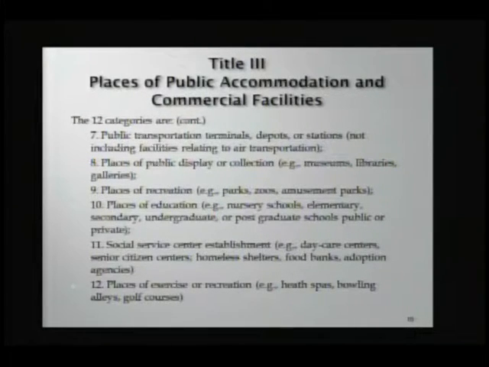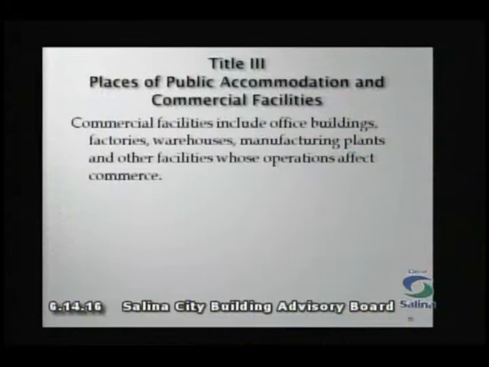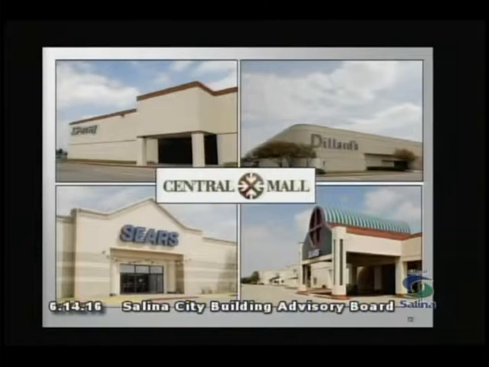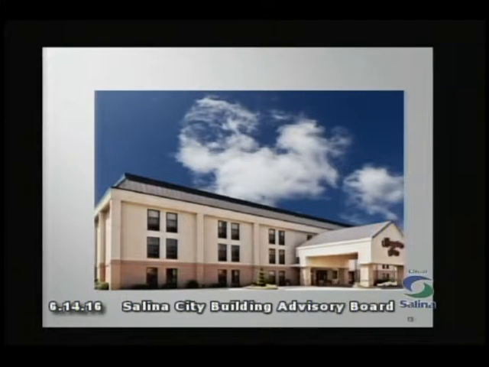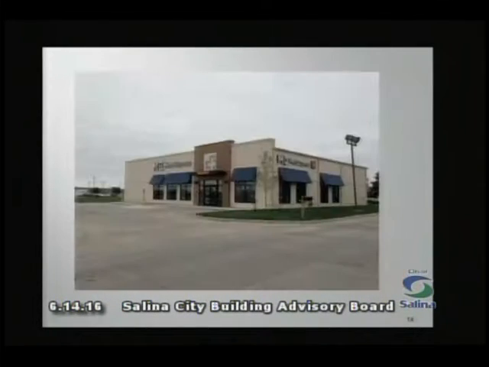So, as you can see, virtually anything commercial related that serves the public must be ADA accessible. These 12 categories cover just about any establishment that we can think of. Our commercial also includes our office buildings, our factories, warehouses, manufacturing plants, whatever the case may be, anything that affects commerce. And here are some of our local examples that must be ADA compliant: motels, shopping centers, etc. Any medical facility.